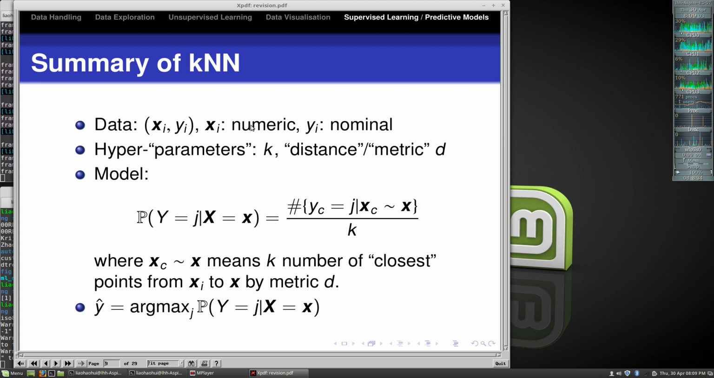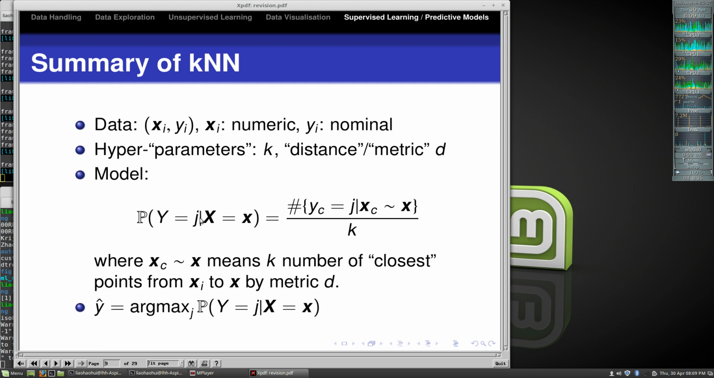So for KNN, it only takes in numeric features, and output is actually nominal. It has something called hyperparameters, the parameter which is not in the model but outside, where we can choose ourselves. So one is the K number of neighbors, and the other is the type of metric.